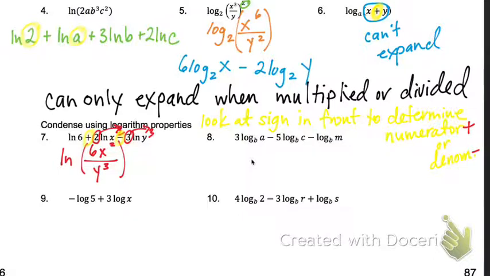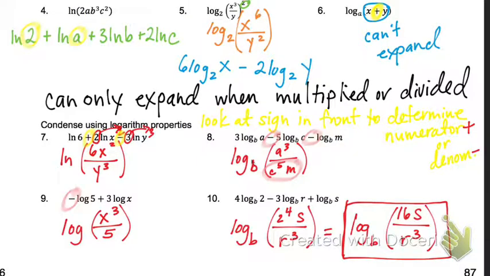So try doing number 8. For number 8, c to the 5th and m both go on the denominator because why? Yeah, they both have this negative in front, so they both go to the bottom. And a cubed stays on the top. Okay, try number 9. For number 9, the 5 went on the bottom because there was a negative sign in front, or a minus. And the x cubed went on the top.